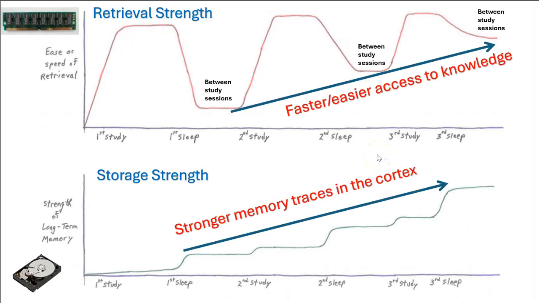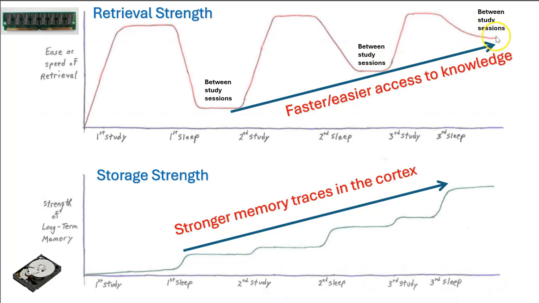All right, so now let's kind of step back and take a look at what seems to be going on over the course of 3 study sessions separated by sleep. Notice on the bottom here, we're building stronger memory traces in the cortex. So we're increasing storage strength. And look at what effect that has on retrieval strength. Up here, we have the lowest level of retrieval strength after study session 1, but notice after study session 2, we have higher retrieval strength. After study session 3, we have even higher retrieval strength.